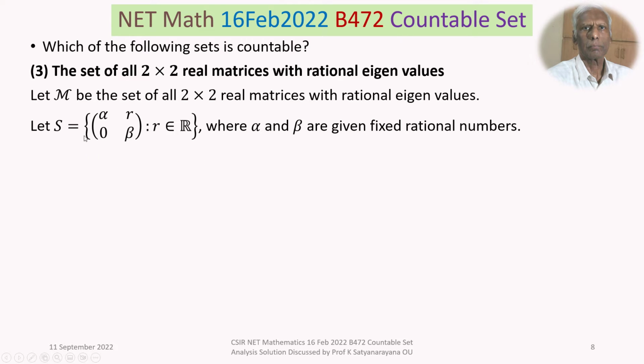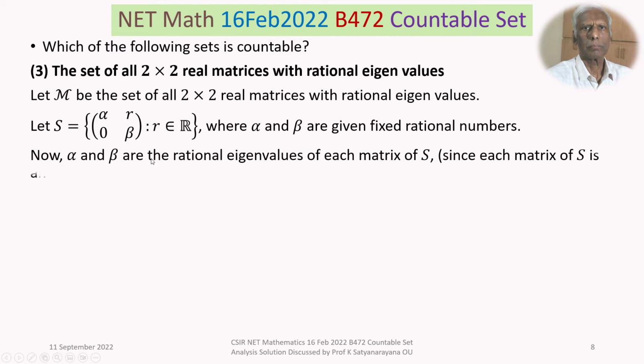That means for all the elements of S, alpha and beta are the eigenvalues. Why? Each matrix is an upper triangular matrix, and the diagonal entries are the eigenvalues. Therefore, alpha and beta are the rational eigenvalues for each element of S. And further, S is contained in M, properly contained in M.